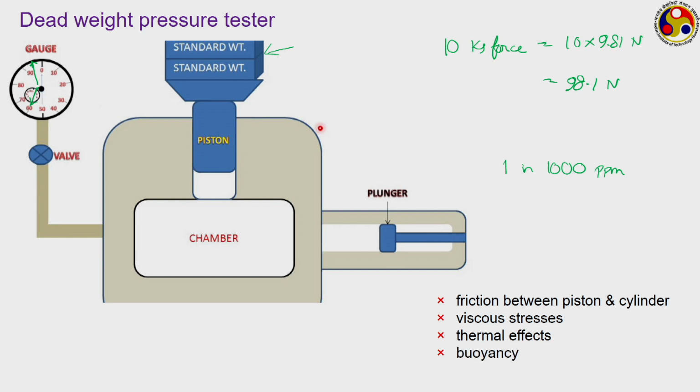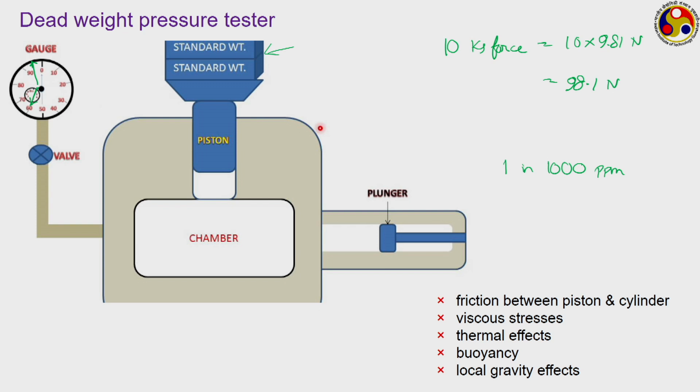Buoyancy is another factor. As we are interested in getting the piston floating in the fluid, buoyancy is definitely an important factor. Local gravity may also keep varying. So where you are doing this experiment also matters. Therefore, for every different location and every scenario, it is important to calibrate the tester itself before we can start calibrating pressure gauges.